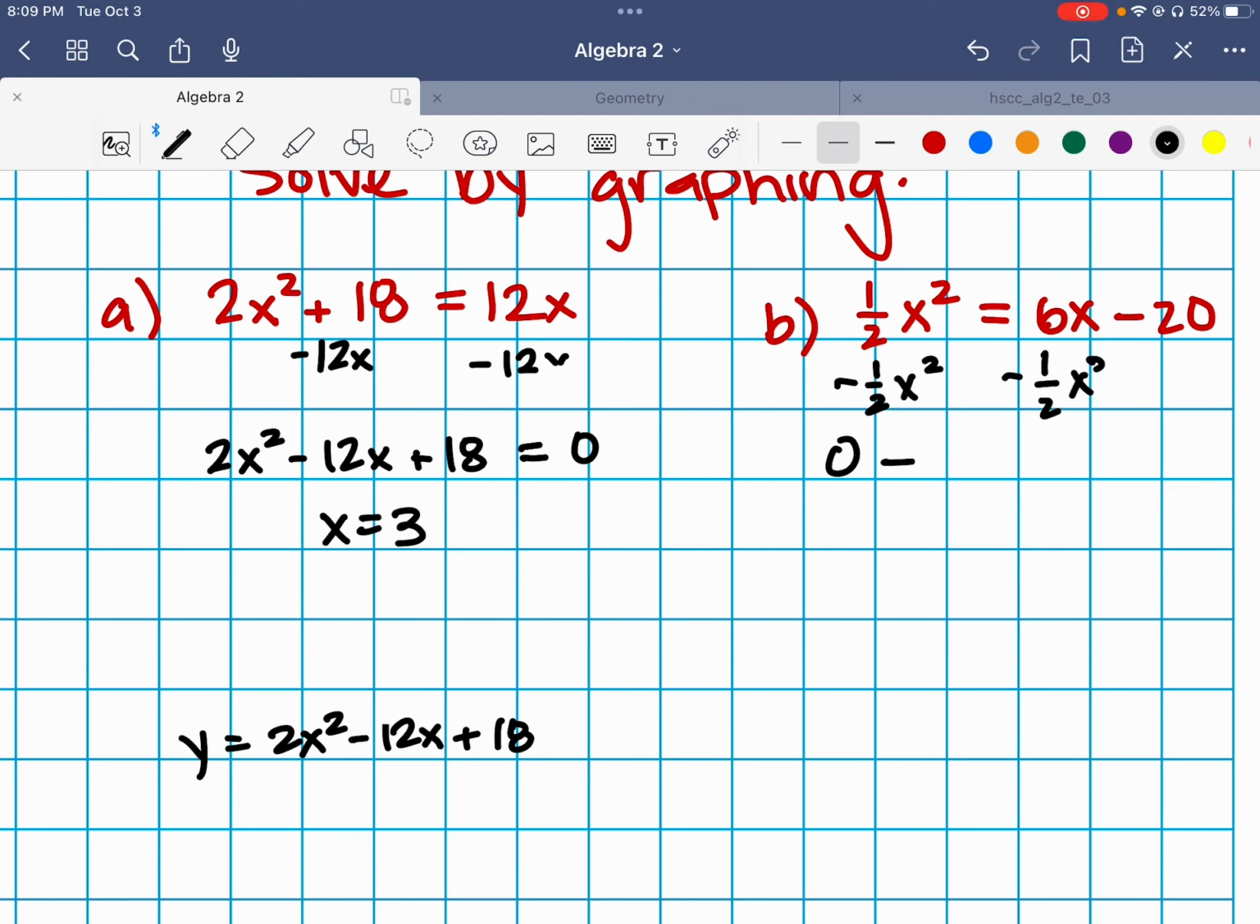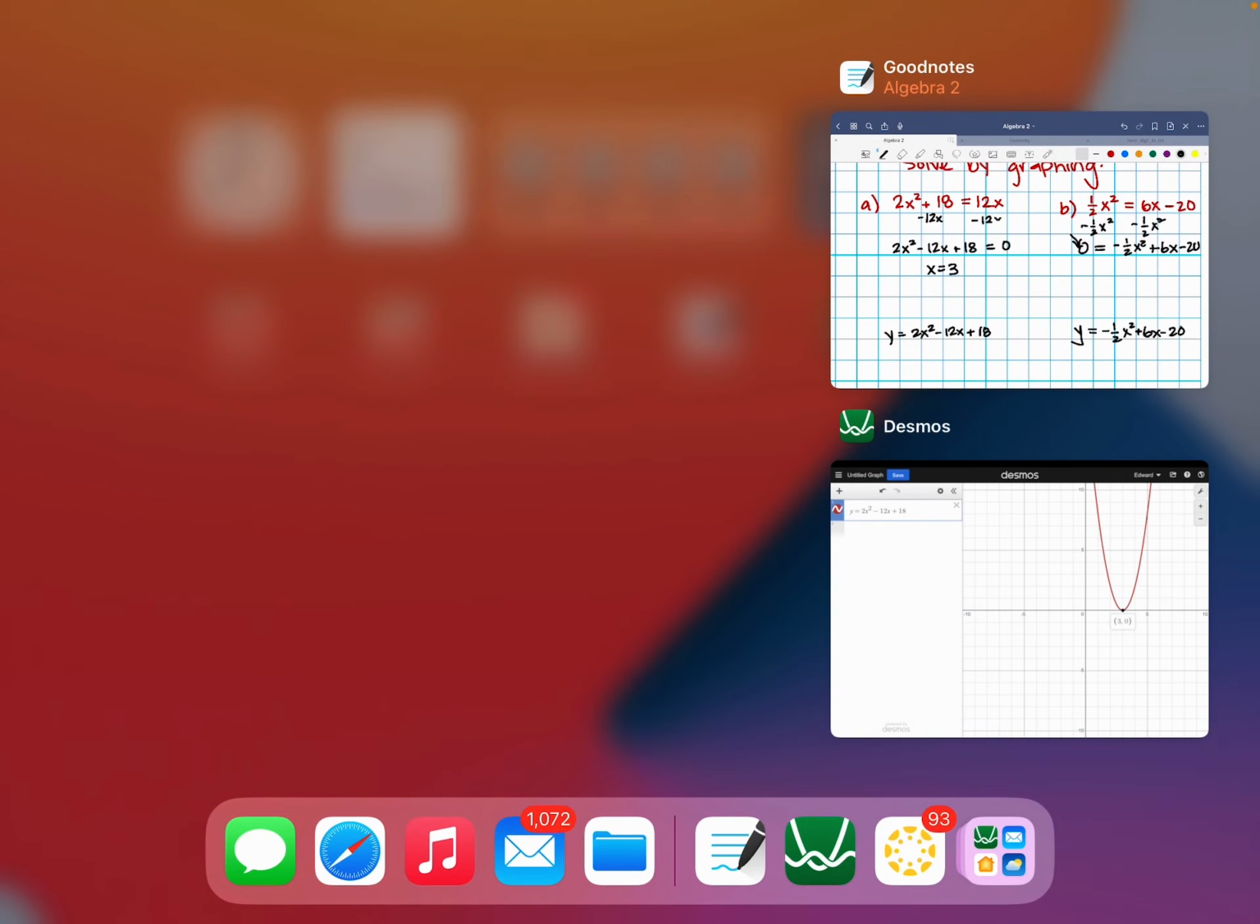So we have 0 equals negative 1/2 x squared, that's a 2 right there, sorry, plus 6x minus 20. And we're going to graph the related function y is equal to negative 1/2 x squared plus 6x minus 20. And we're going to find when the graph hits 0 for the y value.